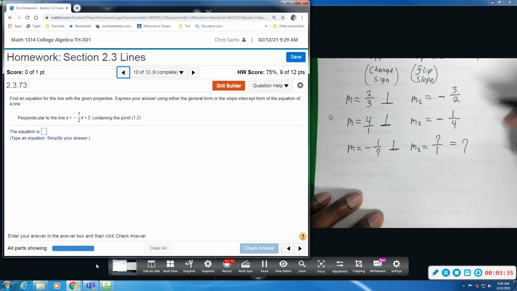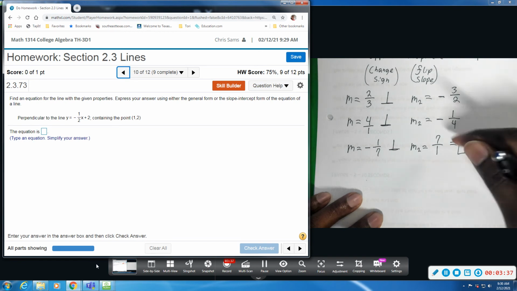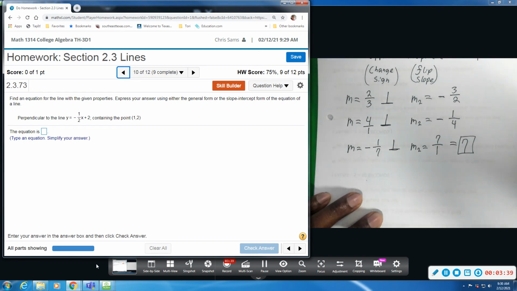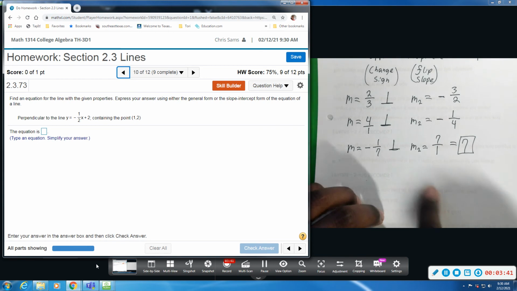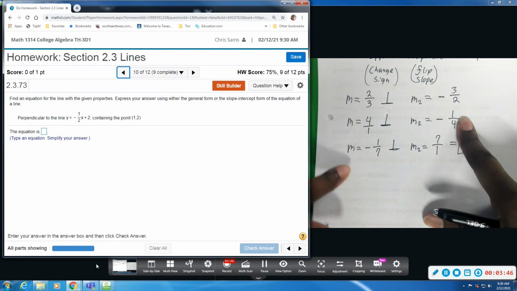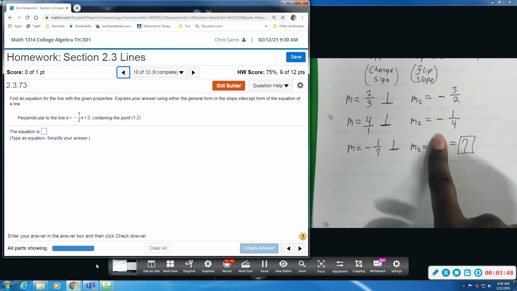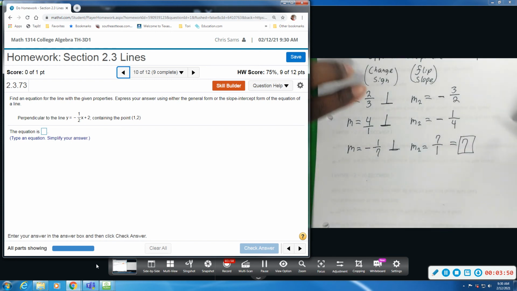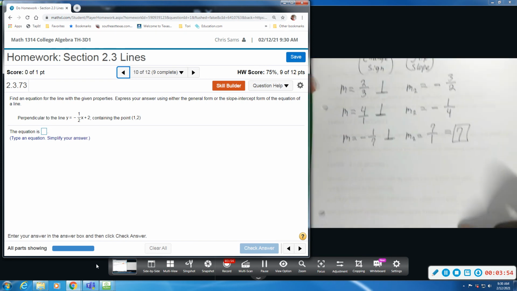So you always have to reduce it if possible. If you leave it at 7 over 1, it may not be marked correct. So be aware. You can start with a whole number and end up with a fraction. You can start with a fraction and end up with a whole number. But the main thing is you change the sign, you flip the slope, and you will get there.